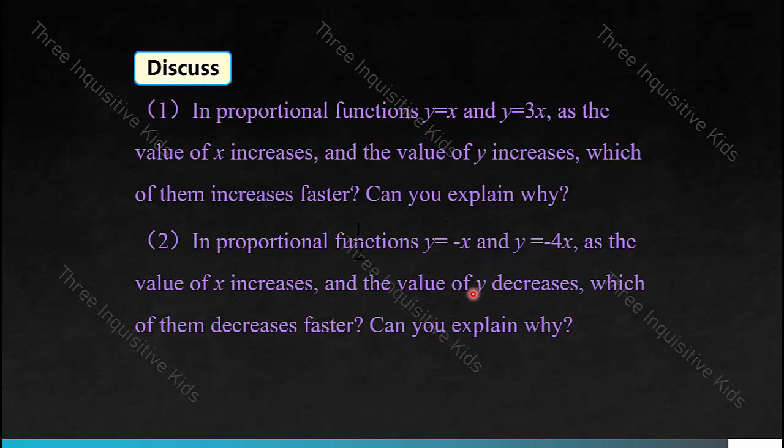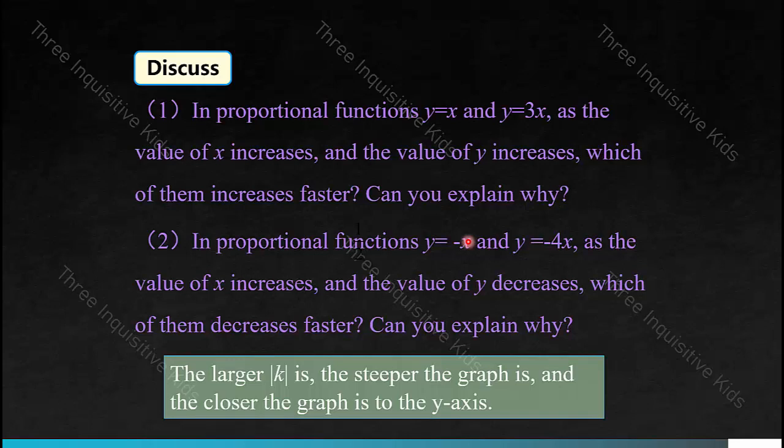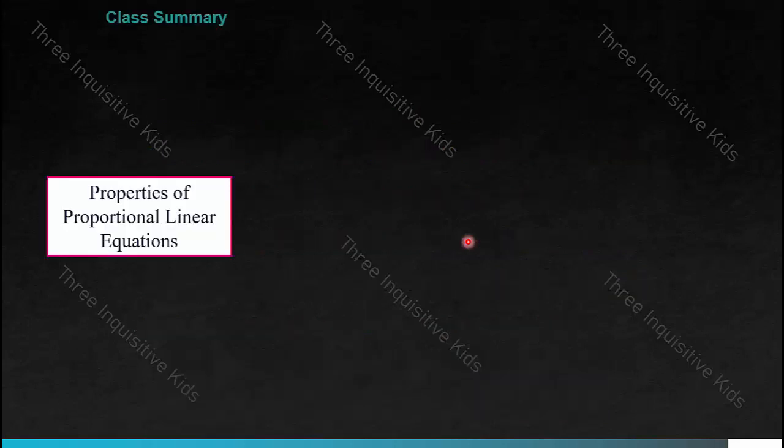And here, which one would decrease faster? Decreasing faster means which one has the greater slope. We know they're both negative slopes, but which one has the greater, steeper slope? That would still be the second one, y is equal to negative 4x. Because in the first one, as x increases by 1, y decreases by 1. But in this other function, as x increases by 1, y decreases by 4, quadrupling the speed of change of the first function. So the larger the absolute value of k is, the steeper the graph is, and the closer the graph is to the y-axis.